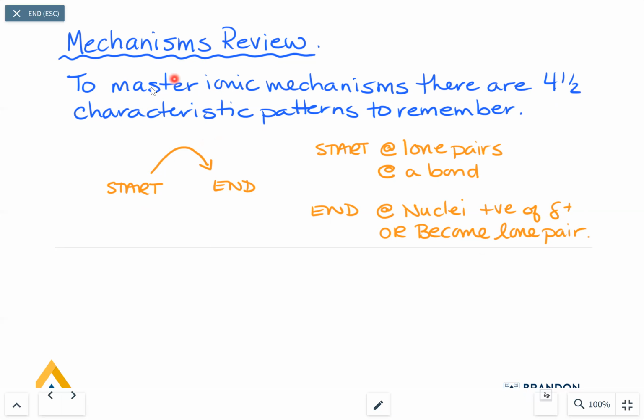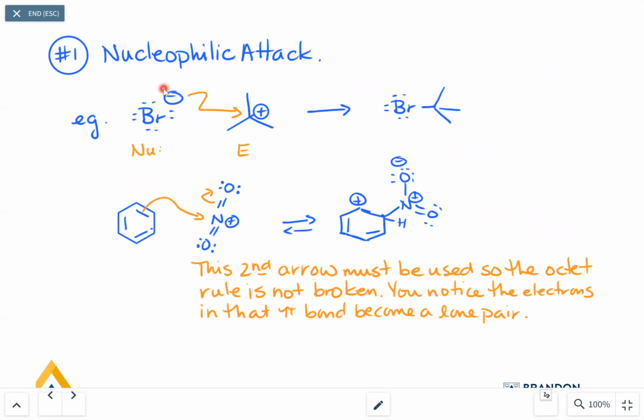Yeah, and so there are basically 4 characteristic patterns for mechanisms. The first is what we call nucleophilic attack. So Br minus attacks the electrophile and you form a bond. A lone pair attacks a carbocation, forming a bond. Now you've got tert-butyl bromide.